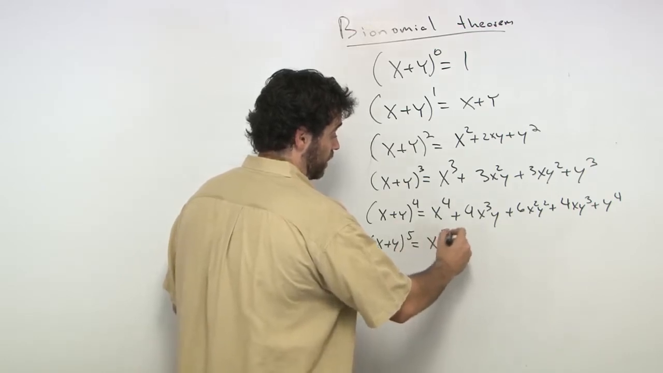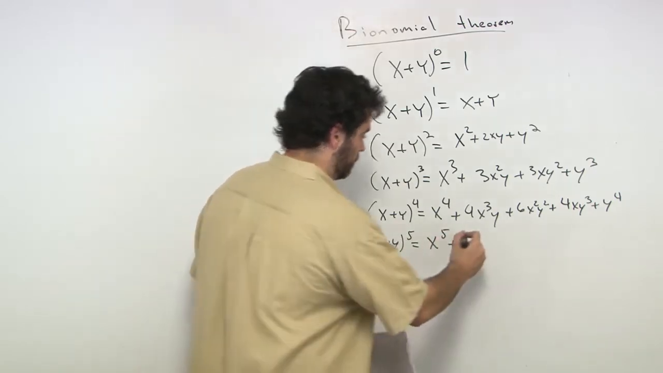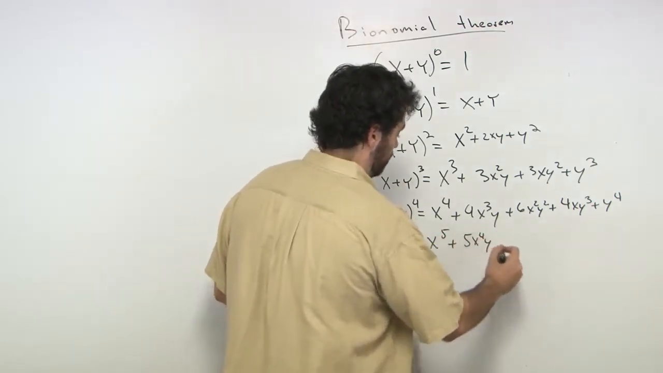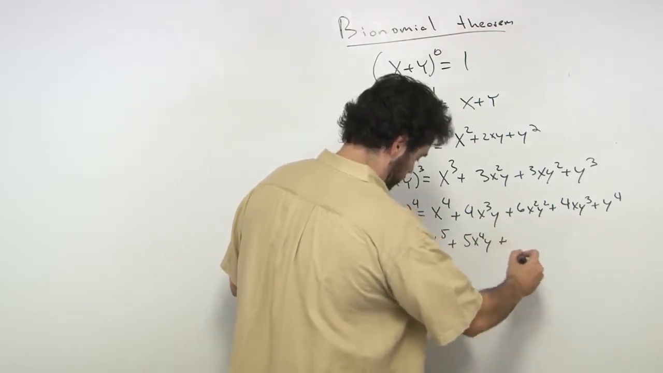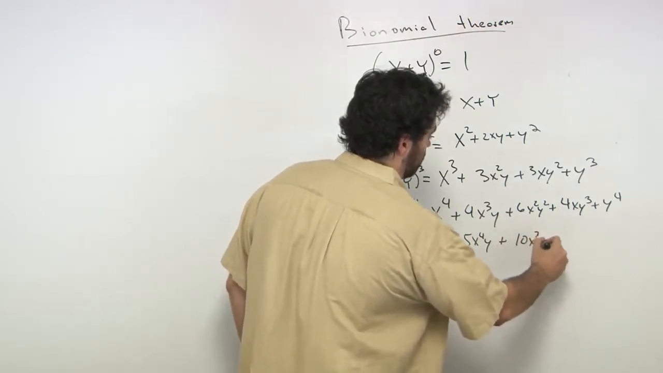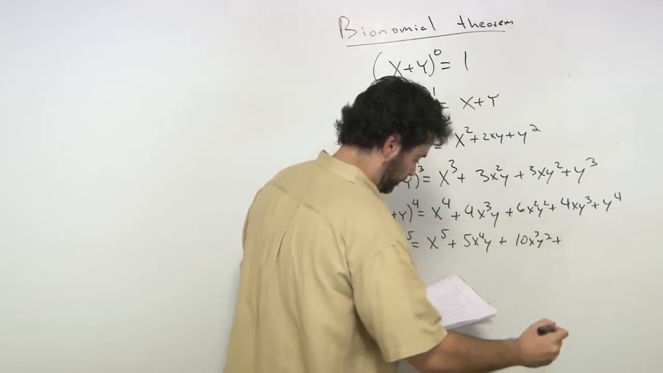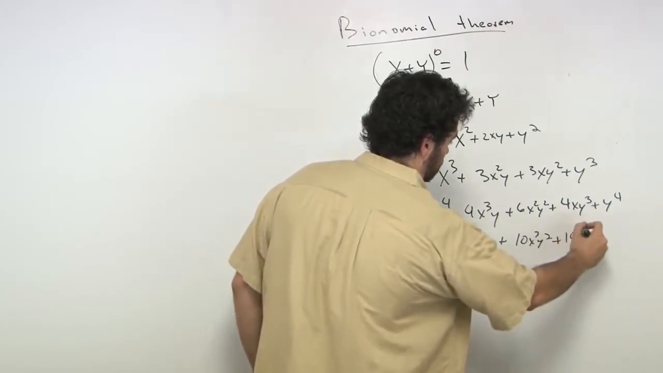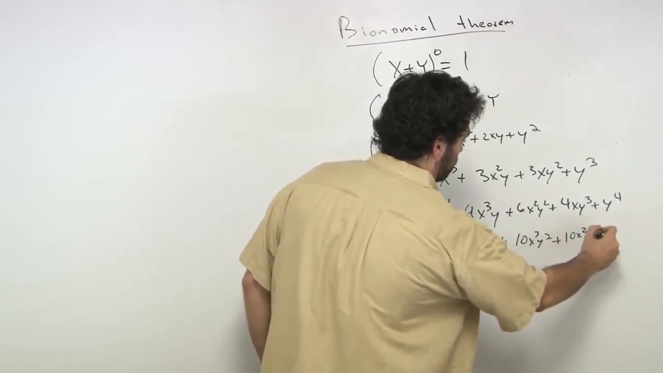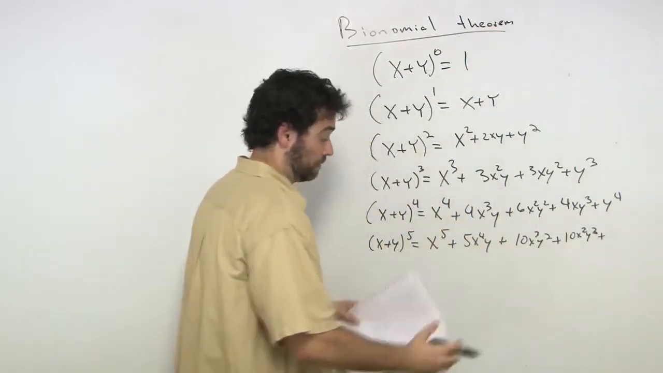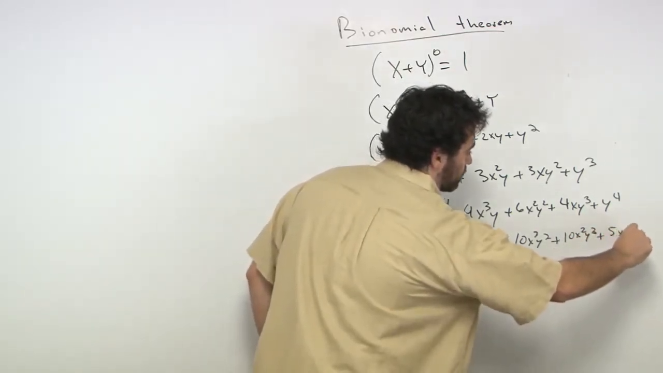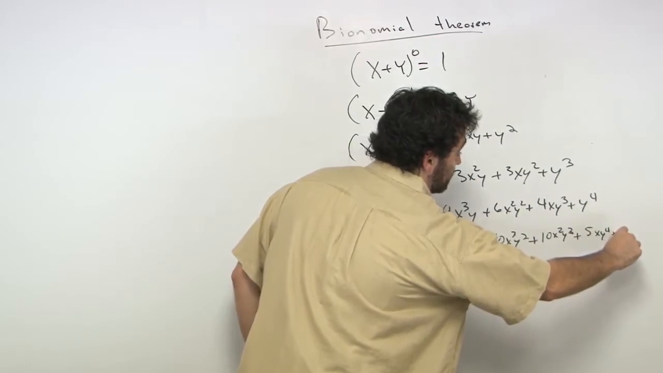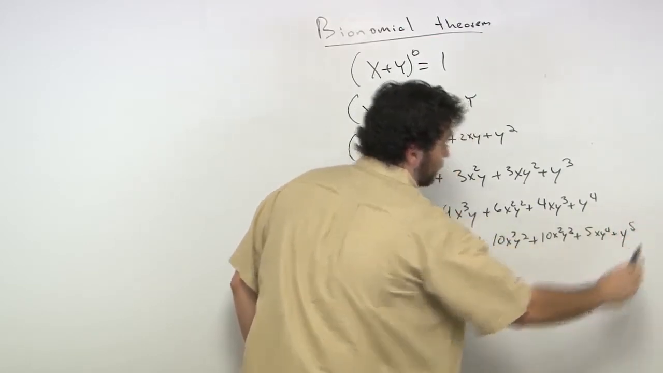So we get x to the 5th plus 5x to the 4th y plus 10x cubed y squared plus 10x squared y cubed plus 5xy to the 4th plus finally y to the 5th.